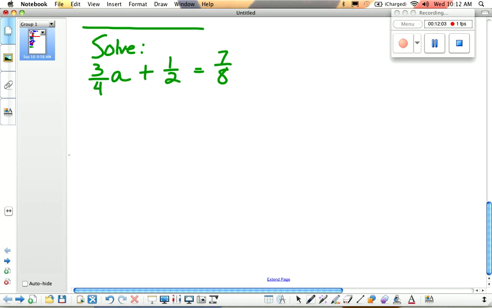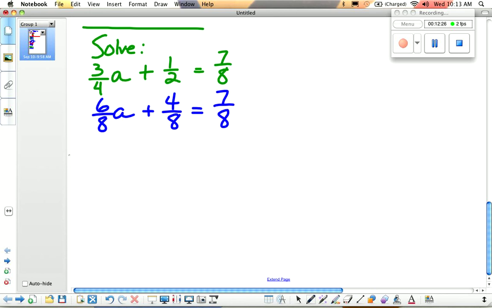So what would be a common denominator for 3/4, 1/2, and 7/8? 8. How many 8ths are in 3/4? 6. Okay, so let's rename that 6/8. How many 8ths is 1/2? 4. So let's rename that 4/8. And we don't need to rename the 7/8, do we? Okay, now it's going to be friendlier.